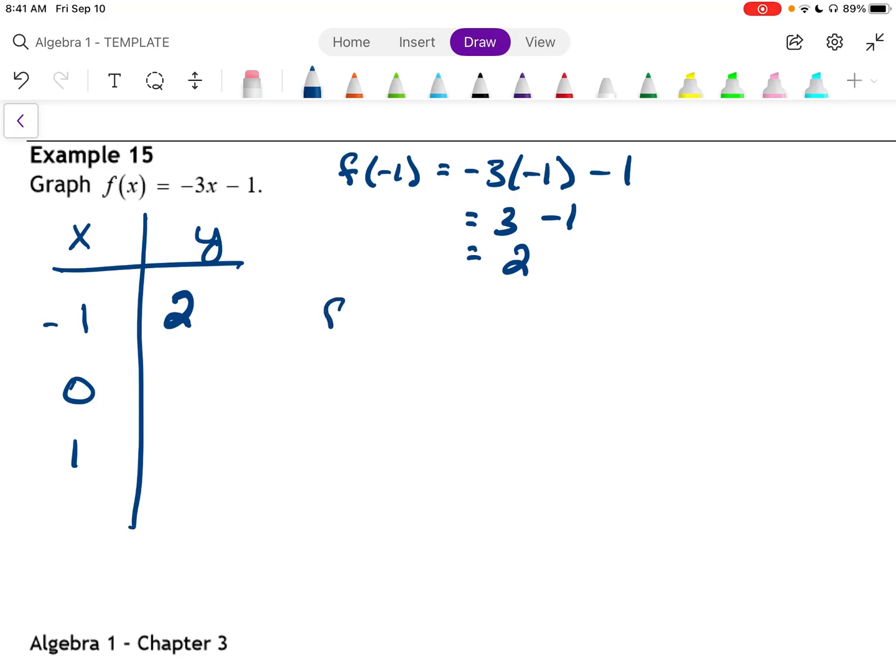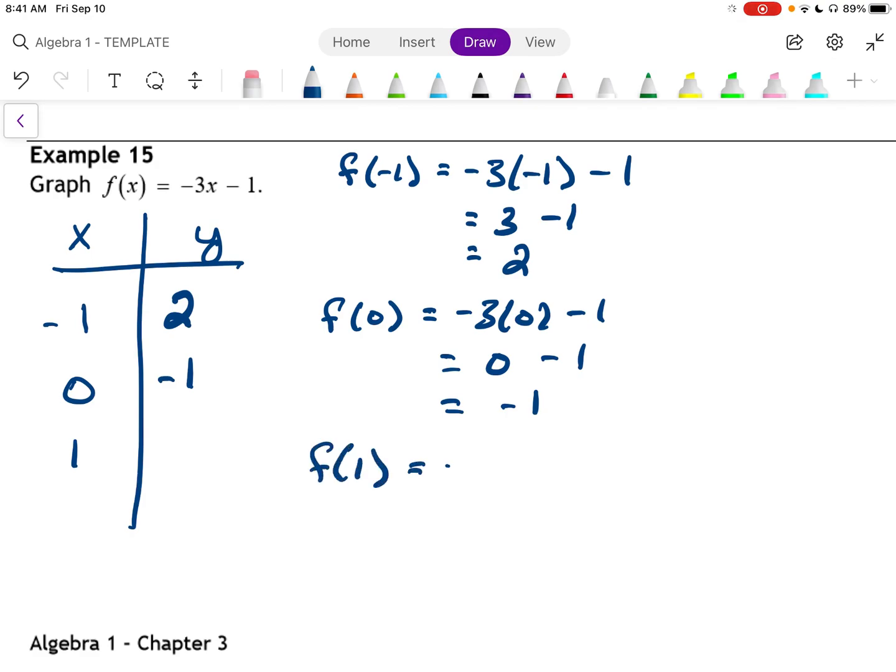Now I'm going to plug in 0. f of 0 is negative 3 times 0 minus 1. 0 minus 1, negative 1. f of 1 is going to be negative 3 times 1 minus 1. So we get negative 3 minus 1 is negative 4.